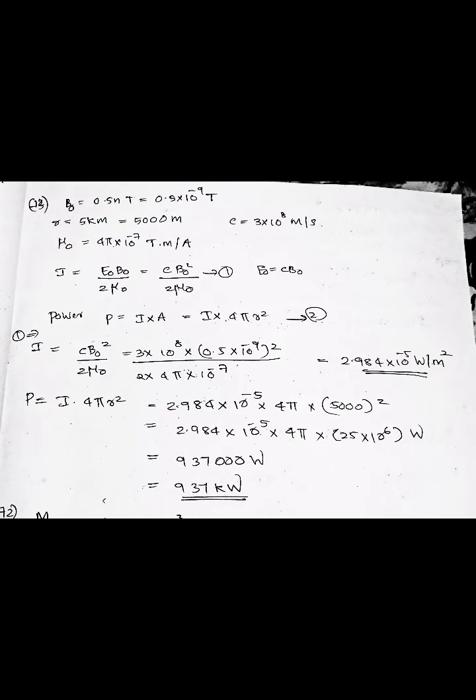This is equal to 2.984 into 10 power minus 5 into 4 pi into 25 into 10 power 6 watt. And this is equal to 937000 watt. That is equal to 937 kilowatt.